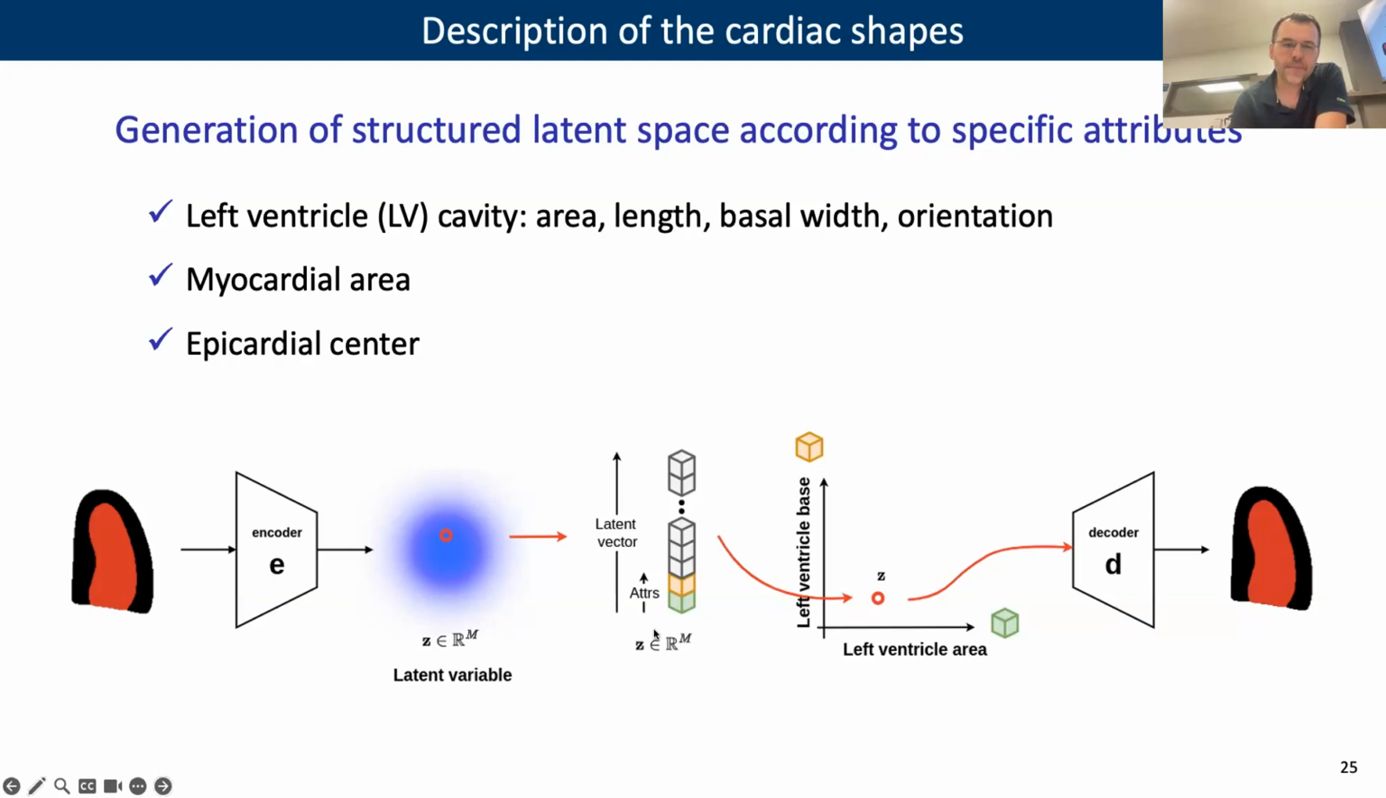And so our latent space is composed of 16 dimensions, and half of them are linked to attributes. We decided not to put only attributes to keep some flexibility in the kind of shape that you are able to reconstruct.